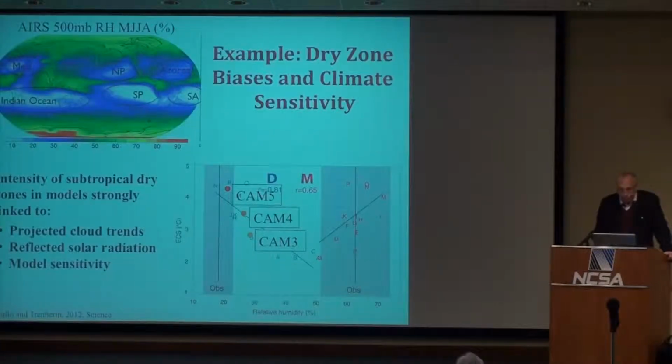Another key aspect with the new CAM5 is that it does a much better job in dealing with dry zone biases, which means those parts of the world which tend to be extremely dry, and capturing those subtropical dry zones. The CAM5 model, as shown in the lower right, compared to the observations, does a much, much better job than the earlier models. And a lot of that is because of the improvements in treating clouds and aerosol processes and their interactions.